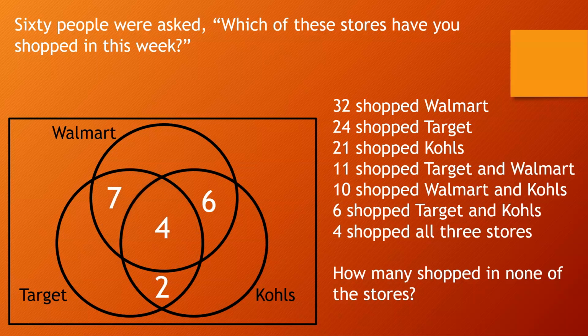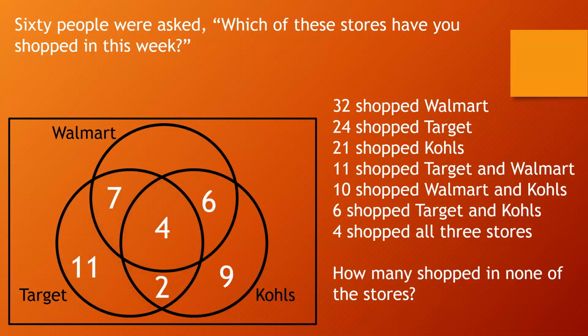Still working our way up, 21 shopped at Kohl's. So in the entire Kohl's circle, there have to be 21. So far, we know where 12 of those 21 are. That's 4 plus 6 plus 2. The remaining 9 have to go here. 24 shopped at Target. So in the entire Target circle, there have to be 24. So far, we have 7 plus 4 plus 2. That's 13. So the remaining 11 are in this part of the Target circle.